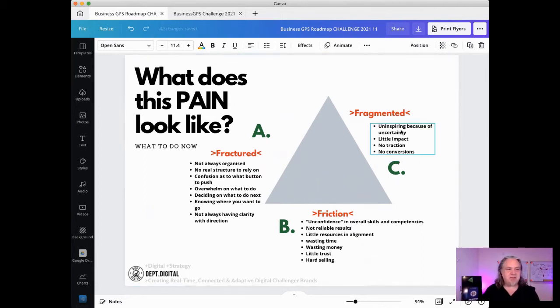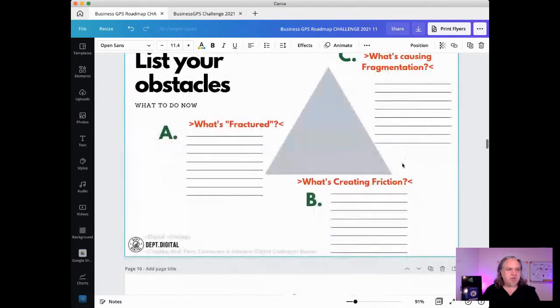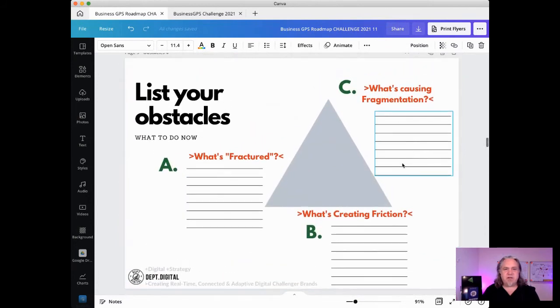And then fragmented is uninspiring because of uncertainty, little impact, no traction, and no conversions as well. So here's the worksheet that you'll be able to print out and then edit or add to, whatever the case may be. If you can, pick a couple, usually one or two or even three, to see what exactly these are, because we need to identify those. Because if we don't identify them, we're not going to be able to see how we can fix them. So that's really important in terms of why I structured it this way.